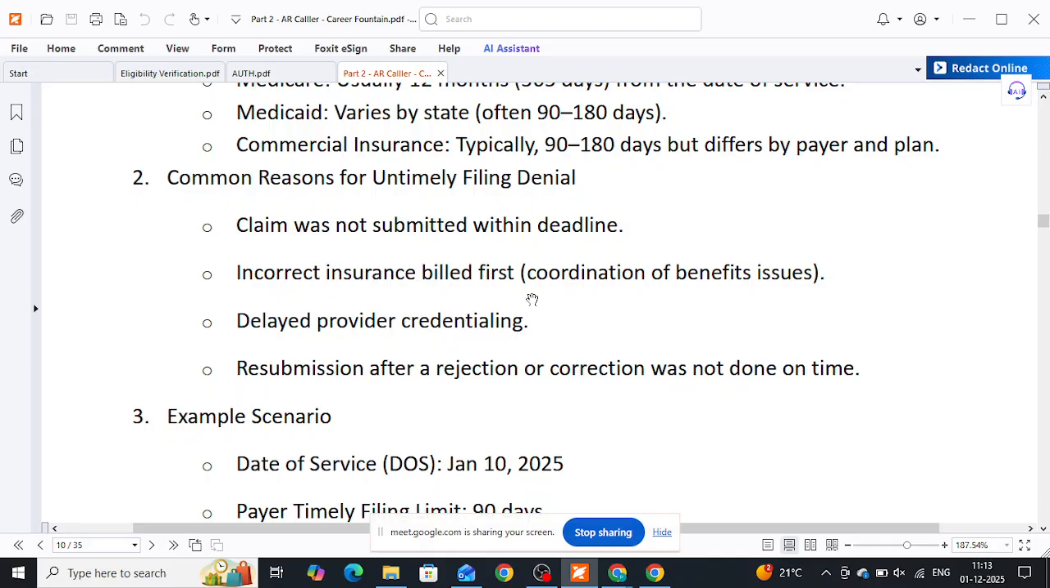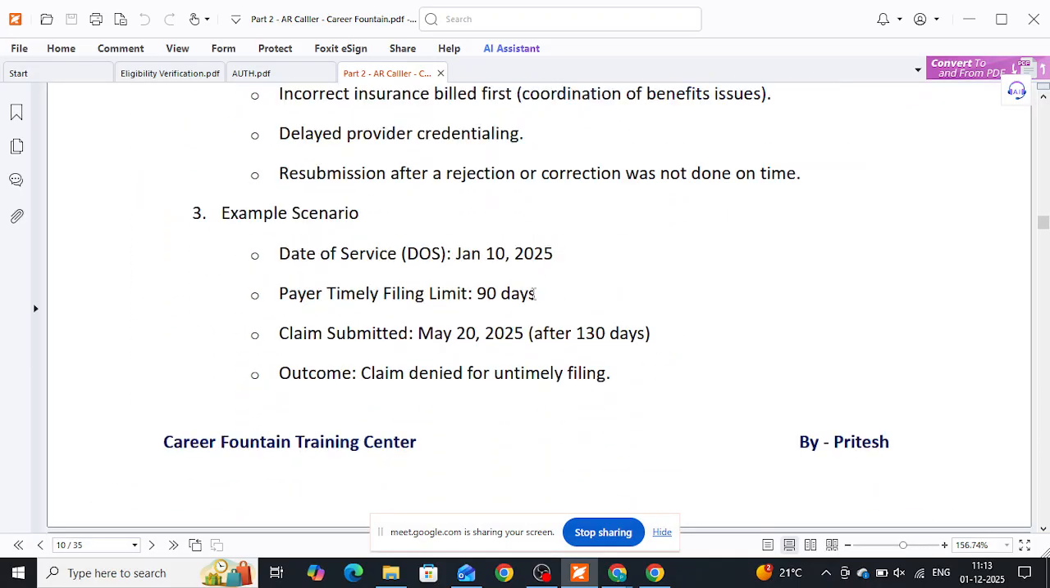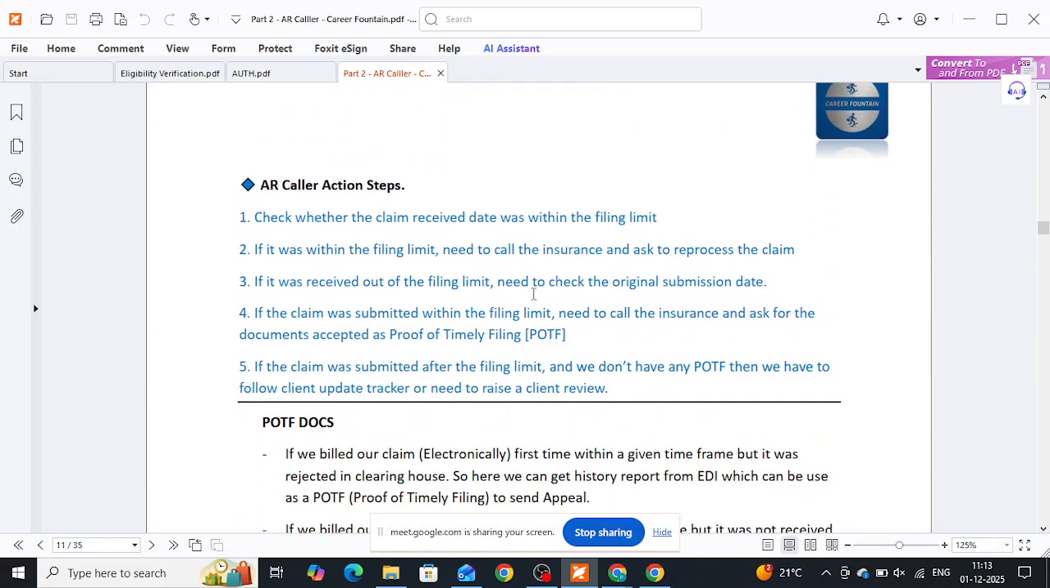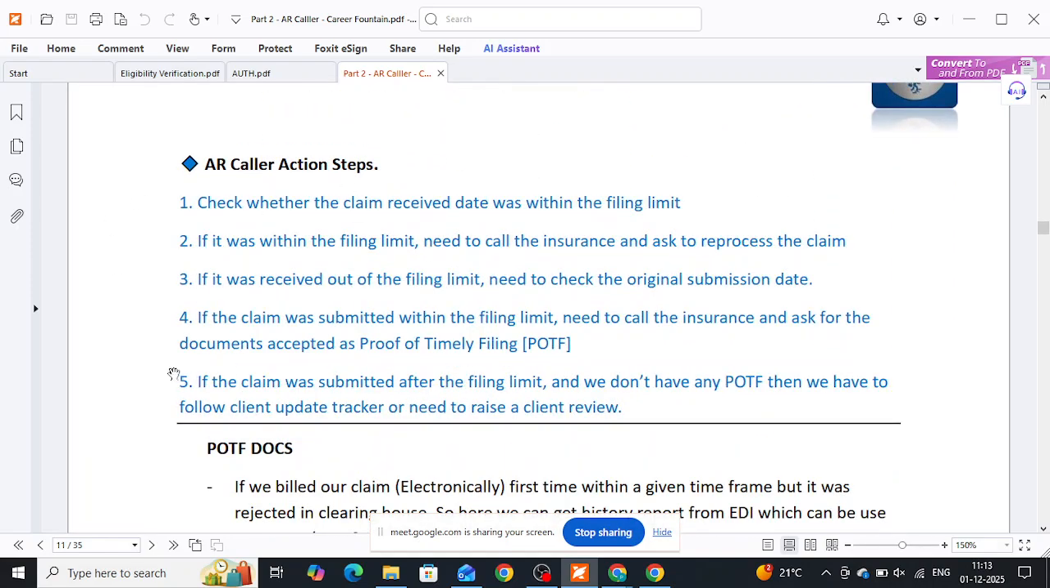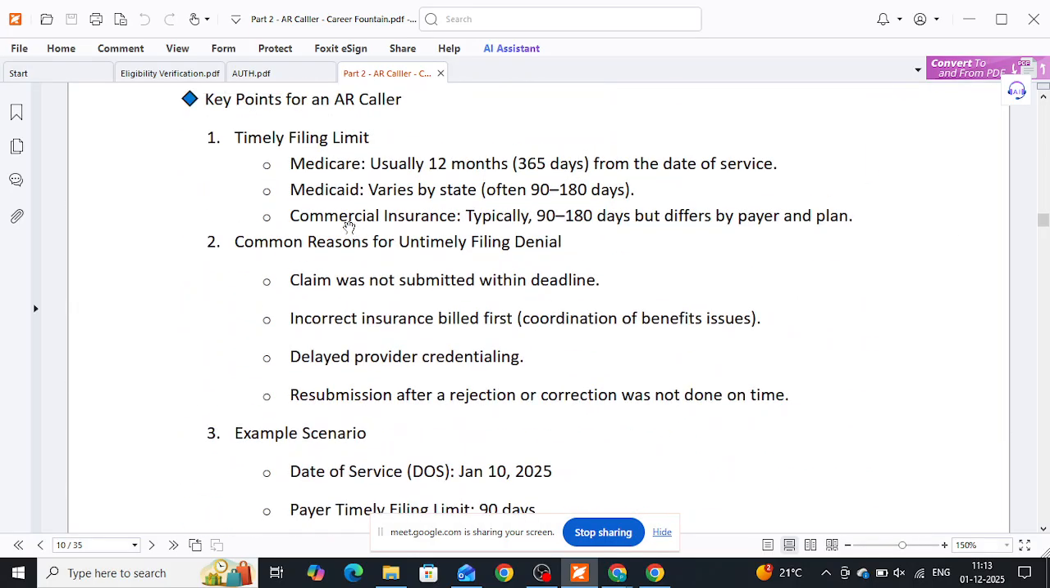Next is resubmission after rejection, or correction was not done. This is also one reason. The interviewer is interested in this answer. So what are you going to do once we receive the denial? First of all, for any denial, we have to find out the exact reason. One second, guys.